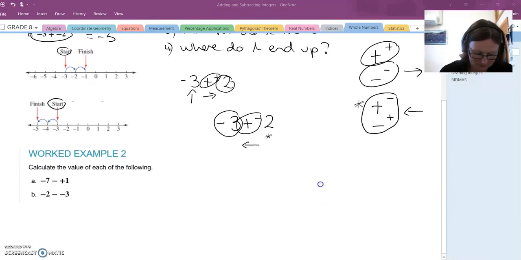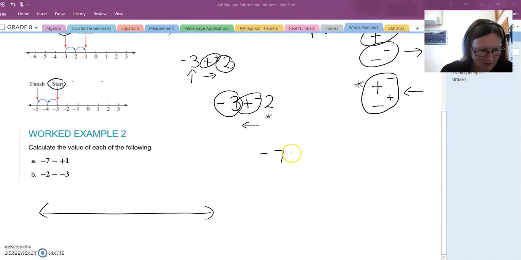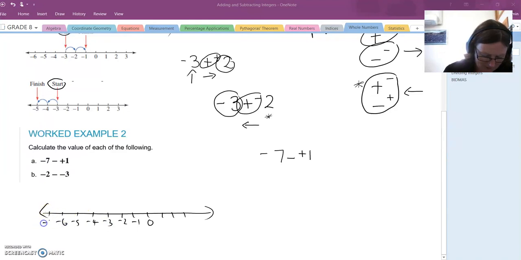2 more examples. I have to quickly draw the number line for these as well. So -7 subtract +1. I'll just quickly draw my number line here. So 0, -1, -2, -3, -4, -5, -6, -7, we might need to extend it, -8. This is +1, 2, 3. Okay, so here's our sum.